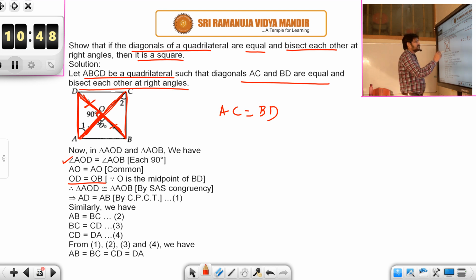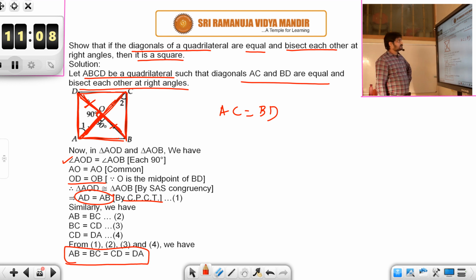If these two triangles are congruent, then the corresponding sides would be equal. So hence you could prove that DA is equal to AB, by the converse property of congruent triangles. Similarly, you could prove that AB is equal to BC and BC is equal to CD. Thus AB is equal to BC is equal to CD is equal to DA.